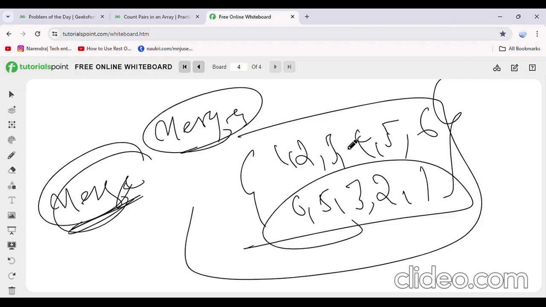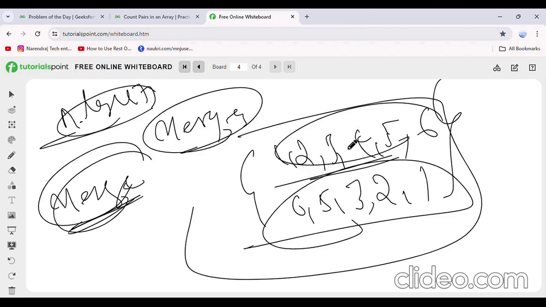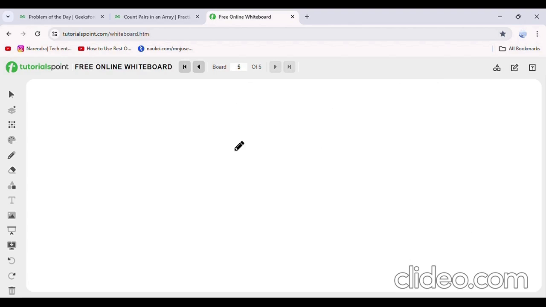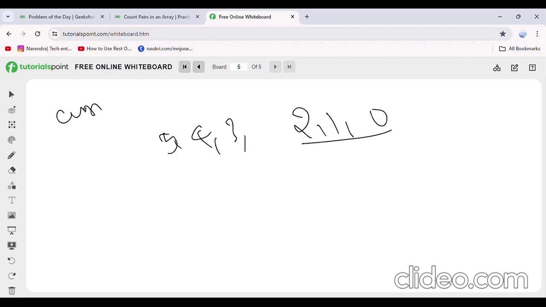So why am I using merge sort? Because merge sort time complexity is n log n, and space complexity is also n. Why did I choose merge sort? Because in the middle steps of merge sort, suppose I am ordering the elements 5 4 3 2 1 0, arranging the numbers in descending order here.